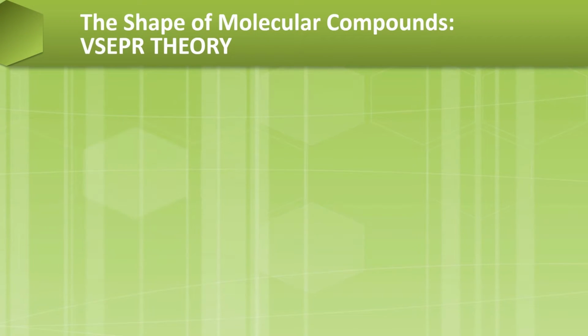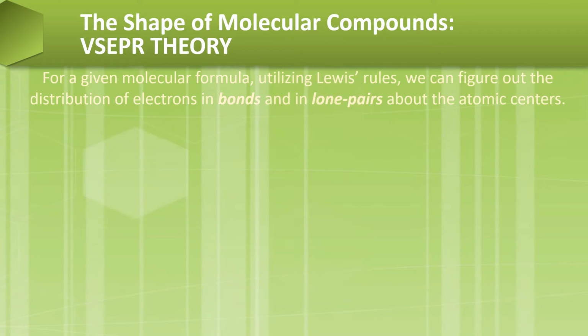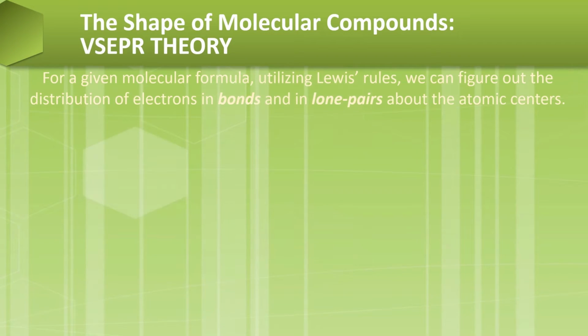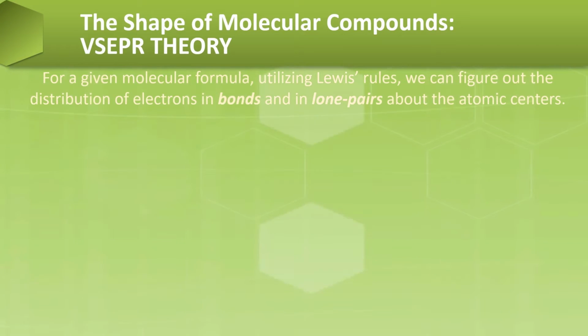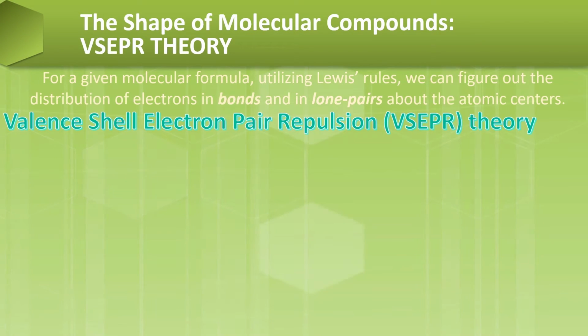Our friend G.N. Lewis gave us some basic ground rules to follow in describing the electronic structure and electron distribution of simple molecular compounds. Now, if we're given a molecular formula, utilizing Lewis rules, we can figure out the distribution of electrons in bonds and lone pairs about the atomic centers. Now, we're going to use this information from Lewis structures to generate an approximation of the three-dimensional shape of the molecules utilizing the valence shell electron pair repulsion, or VSEPR theory.